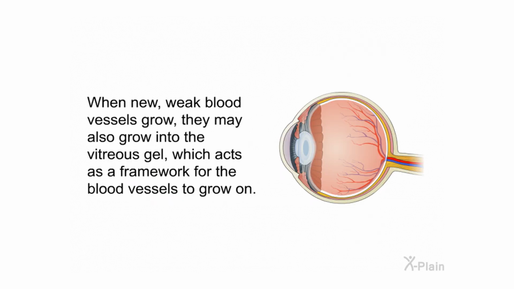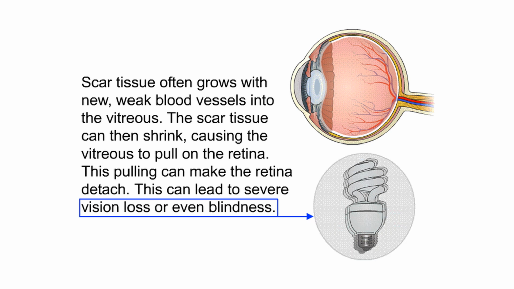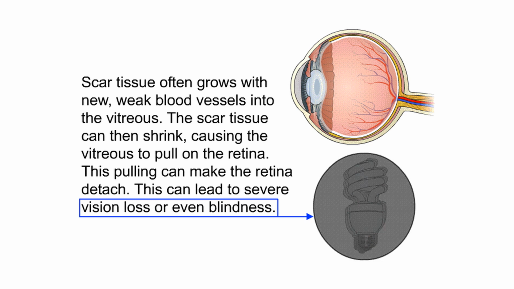When new weak blood vessels grow, they may also grow into the vitreous gel, which acts as a framework for the blood vessels to grow on. Scar tissue often grows with new weak blood vessels into the vitreous. The scar tissue can then shrink, causing the vitreous to pull on the retina. This pulling can make the retina detach. This can lead to severe vision loss or even blindness.